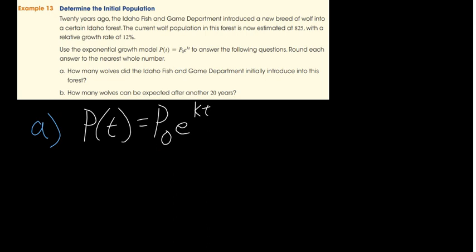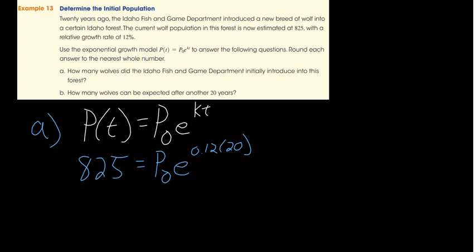Okay, so as of right now, we have 825 wolves. We don't know what P naught is. We have to solve for that, and e raised to the k was already given to us at 0.12, and then t we're going to say is 20, because, again, it took me a second to read this.